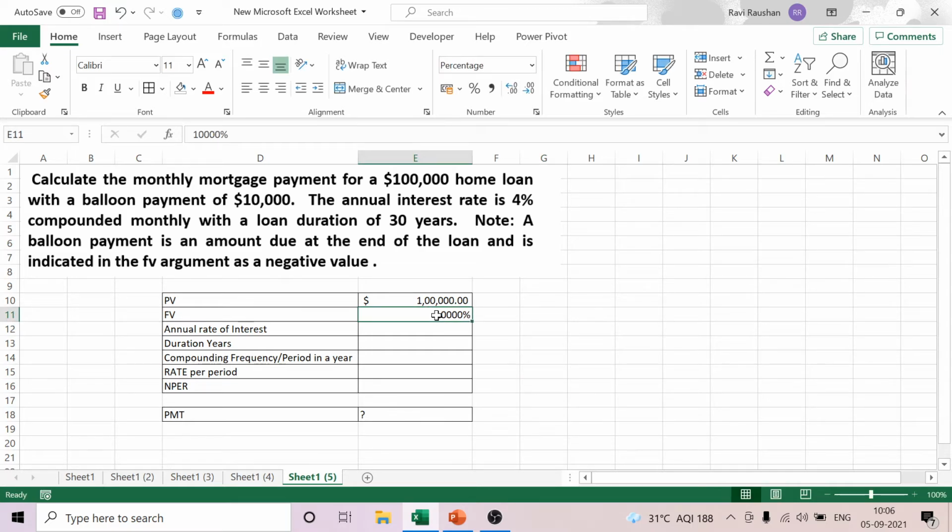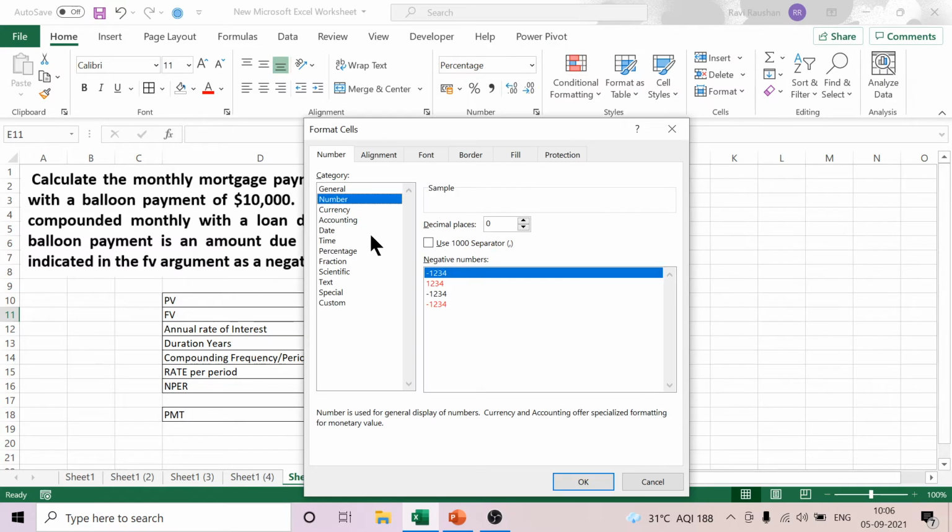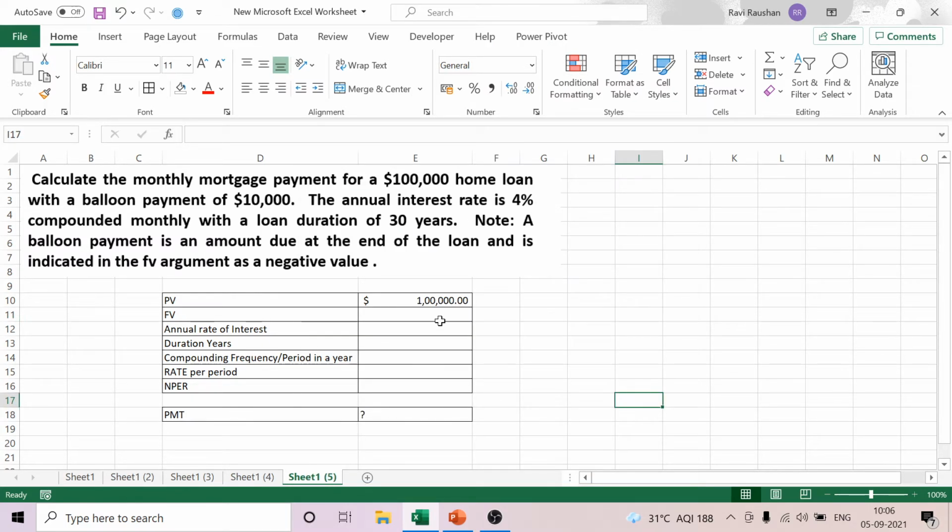All right, first I'll have to convert it to a number. So I convert it to a number, format cell, I convert it to a number. So whenever you see a balloon payment, it's basically the future value. At the end of the transaction you are supposed to pay that to the bank, and of course, it is an outflow. We'll have to remember that. Annual rate of interest they said is 4%. So it is coming as 4%, no issues.